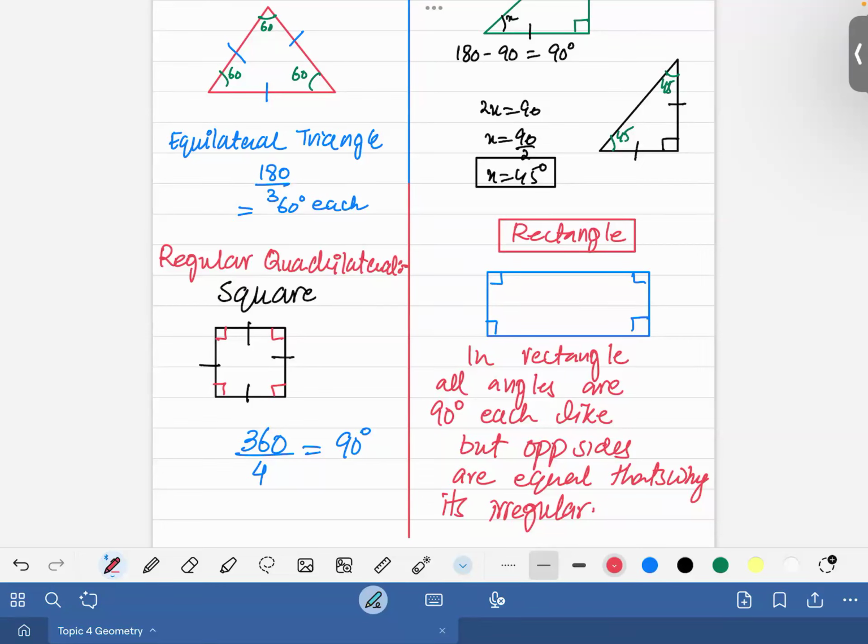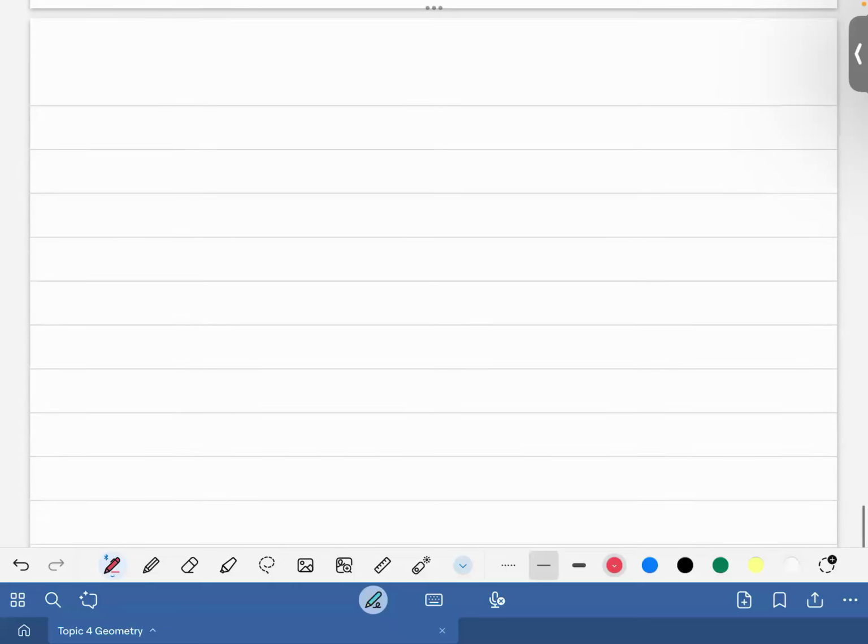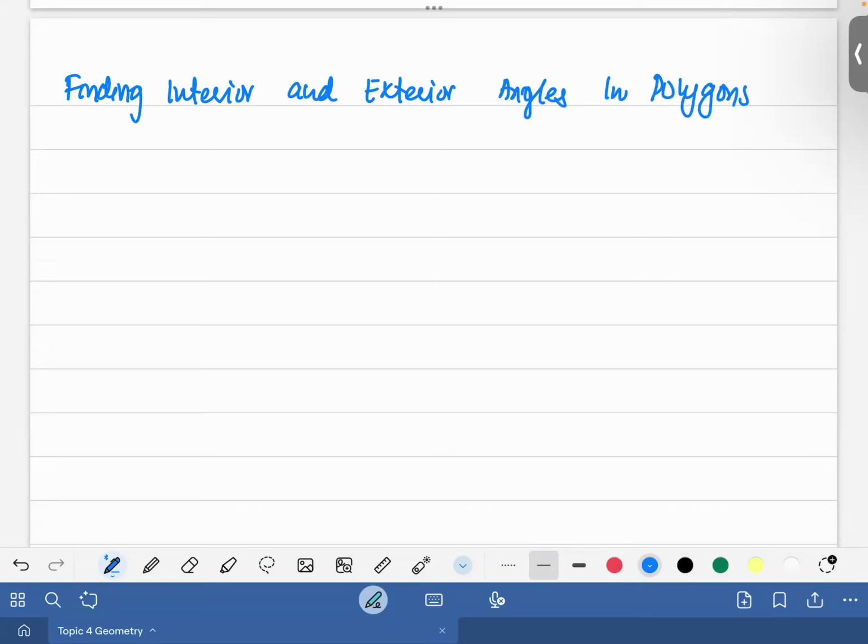Proceeding. Now we know that the sum of the angles of a three-sided figure is 180. The sum for four-sided figures, which are quadrilaterals, is a total of 360. What if the number of sides is greater than that? Let's study how to find the interior and exterior angles in polygons.